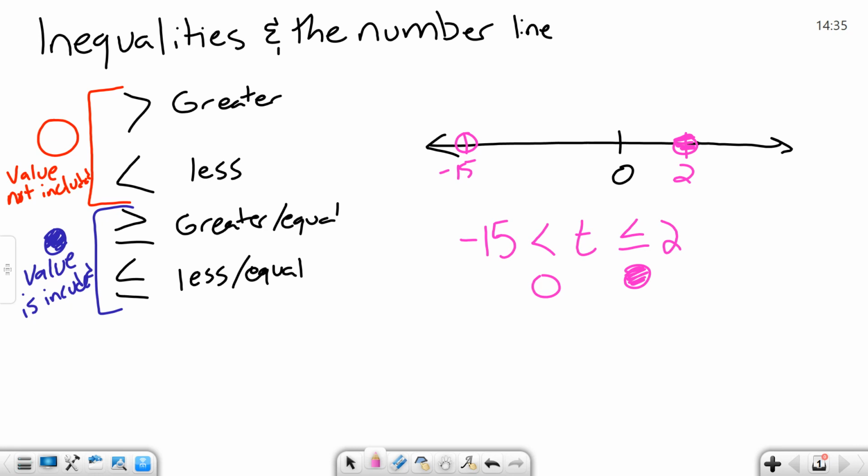Negative 15 is less than t, but t is less than or equal to 2. So less than, this is really kind of like greater than. So that means this is our range of values for t.